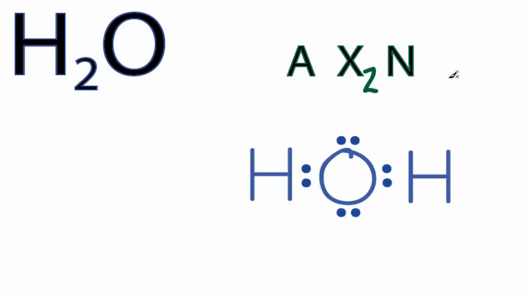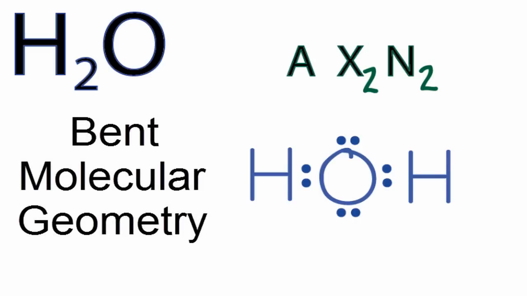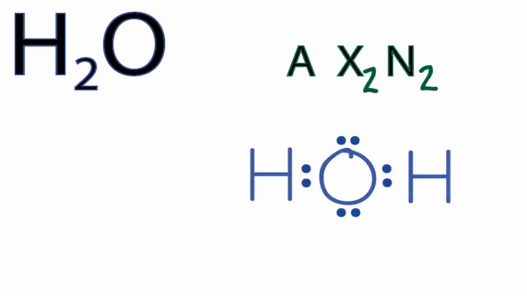And N, that's the non-bonding electron pairs. We have 2 pairs. We have one here, and we have one right here. So N is going to be 2 as well. You could have memorized that AX2N2 has a bent molecular geometry. Or, if you have it available, you could look it up on a table.